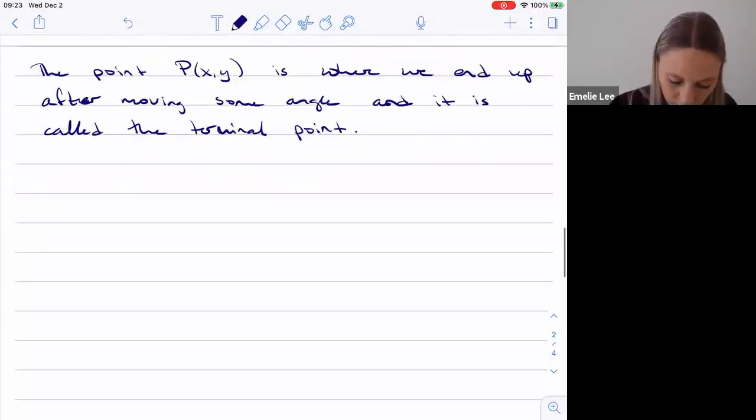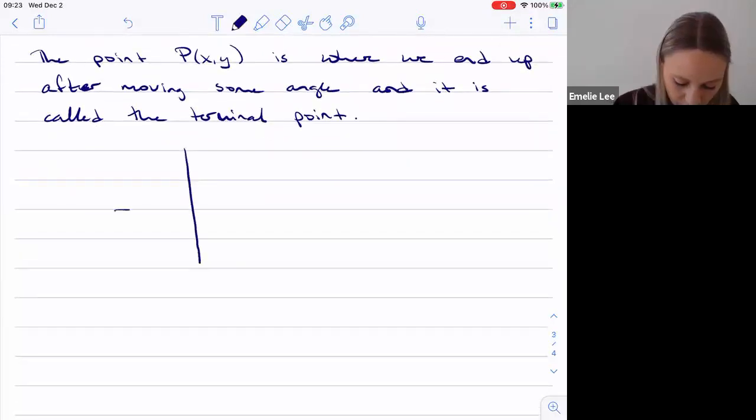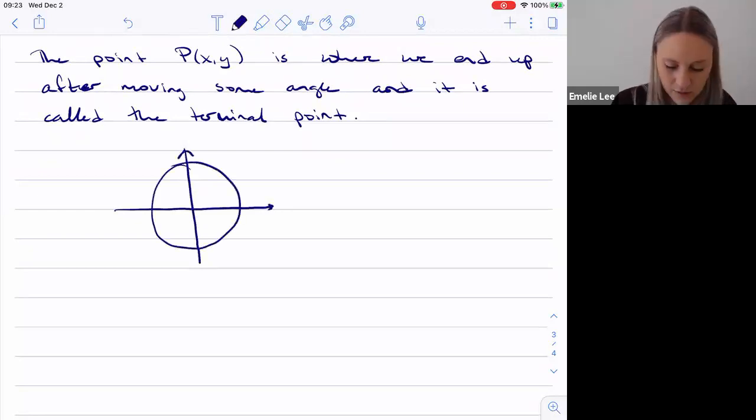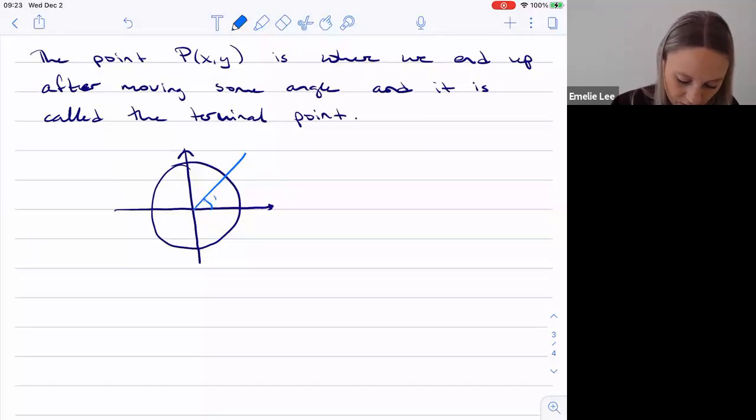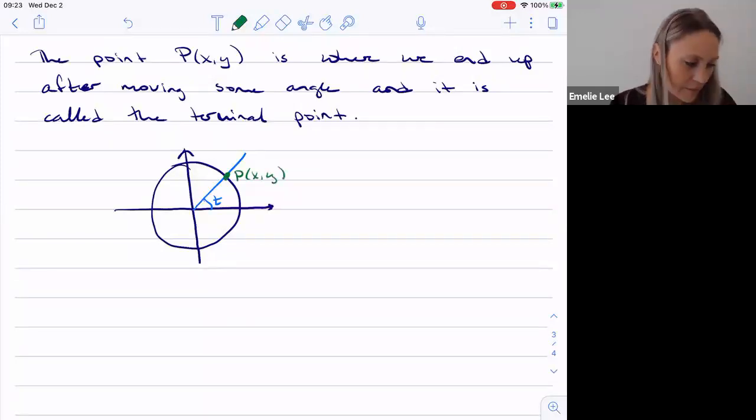Okay, so again, I'll draw another unit circle here. They're all the same. So here, if I've gone some angle, let's stay in the first quadrant for now, right? If I've gone some angle t, then I've ended up at this terminal point P(x, y).